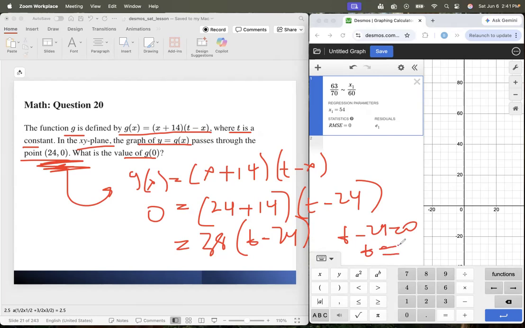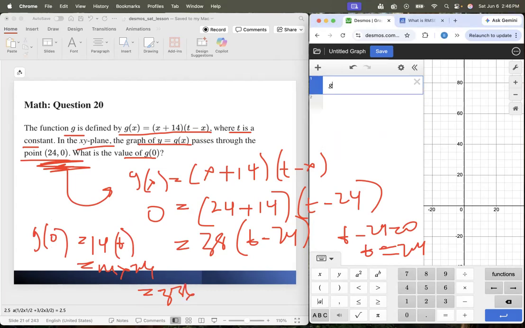If t is equal to 24, now we found t. If g is equal to 0, well, this will be equal to 14 multiplied by t. And t is equal to what? 24. So 14 times 24, and this will give you 336. Of course, you can plot this in Desmos.